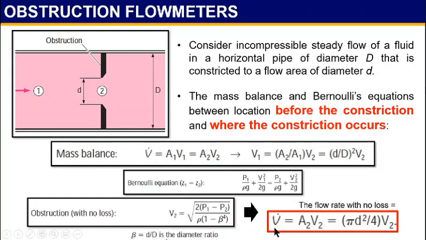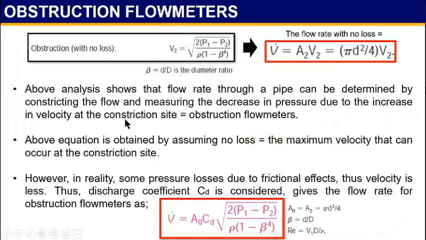Okay, so now V dot, the volume flow rate equation, becomes V dot equal to A2 V2 equal to pi D squared over 4 times V2. You can just calculate the volume flow rate of this pipe using the concept of obstruction. V2 here is the average velocity that we were talking about before. So now you have already determined the volume flow rate of this pipe.